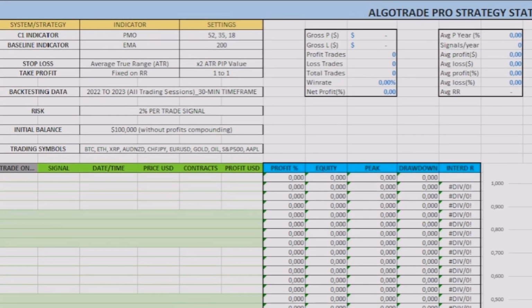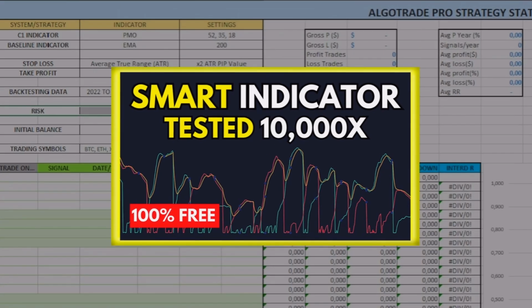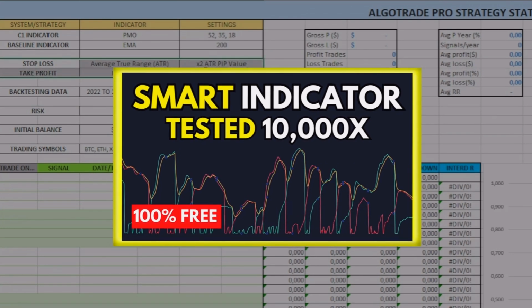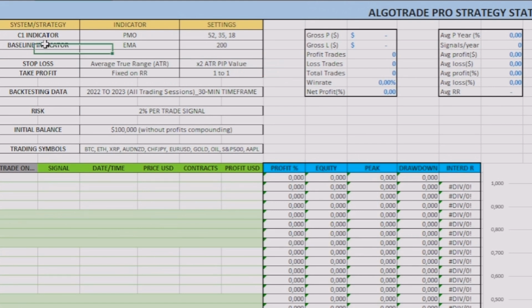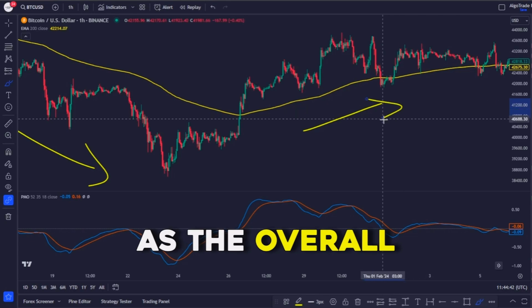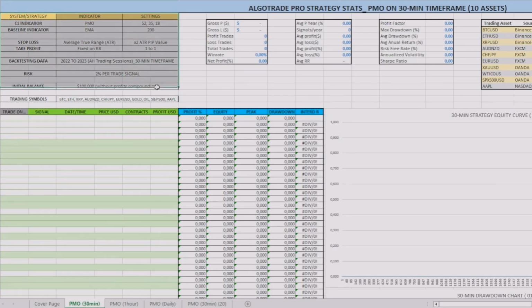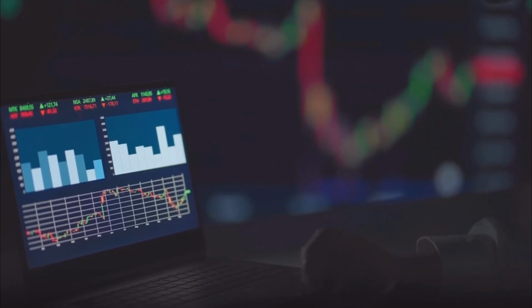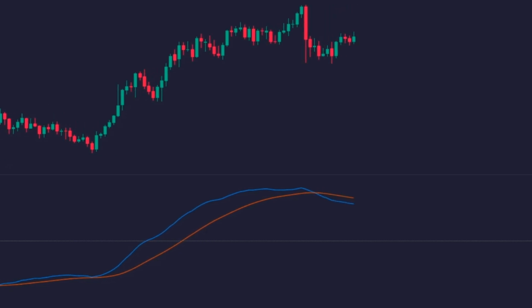The risk management will also be the same one I explained in the first episode of this series, and to filter losing signals from the tested indicators, I will always use a 200 period exponential moving average to only take trades that are in the same direction as the overall trend. And so these are our conditions. Let's then start the analysis of the price momentum oscillator.